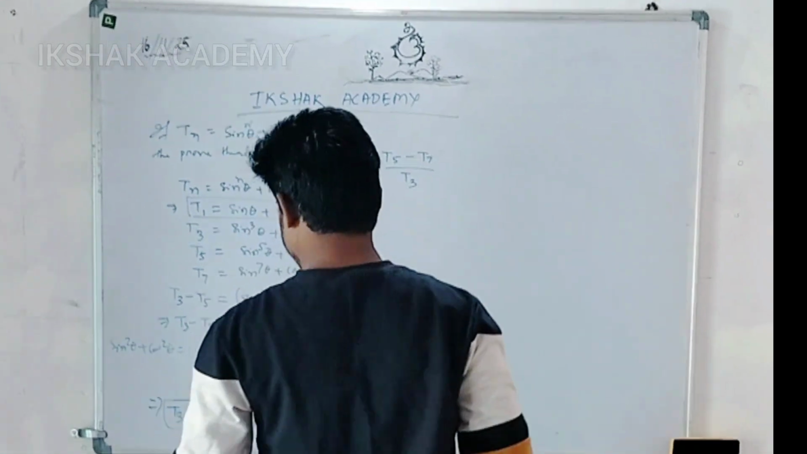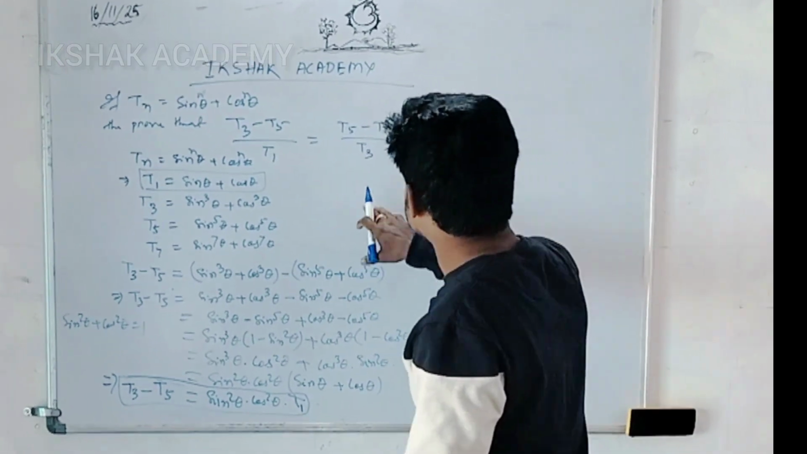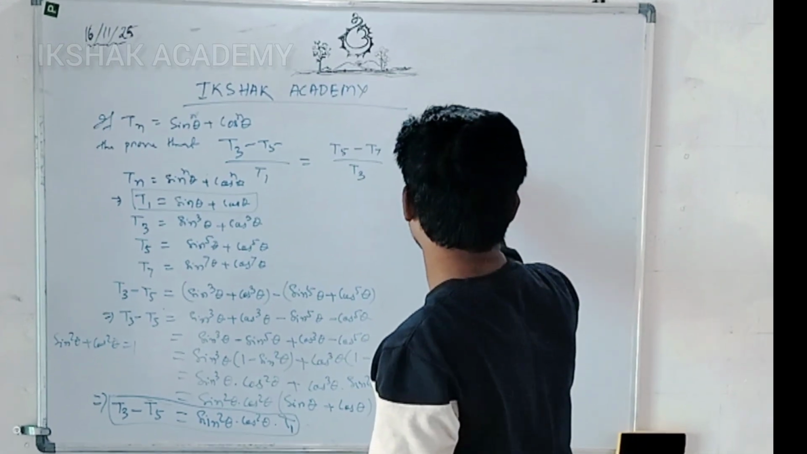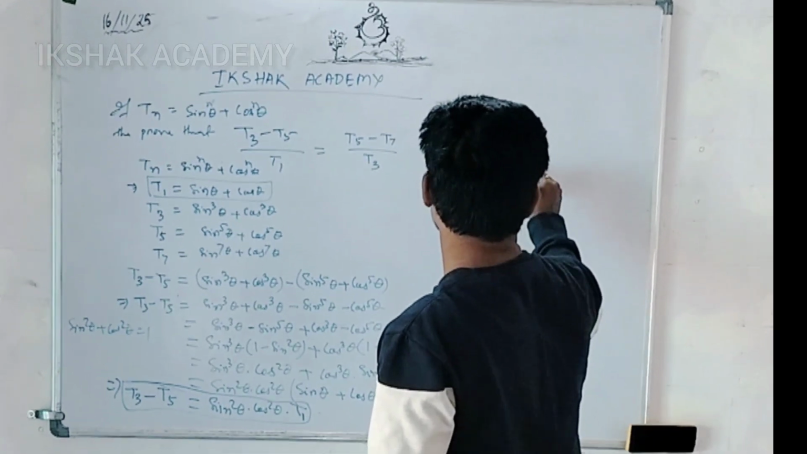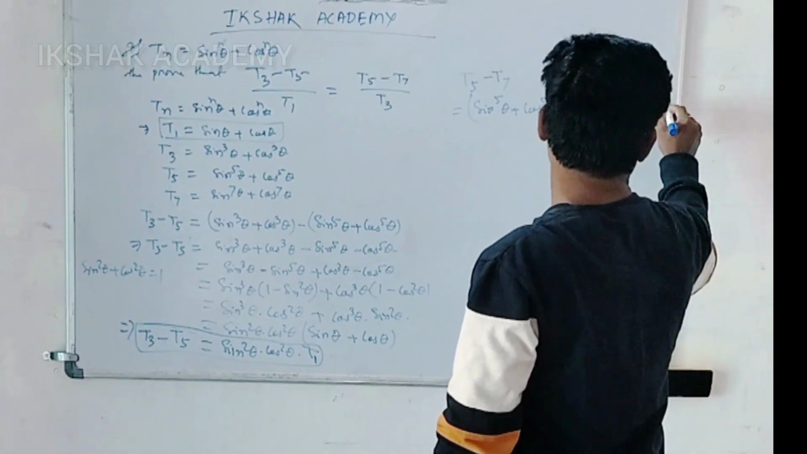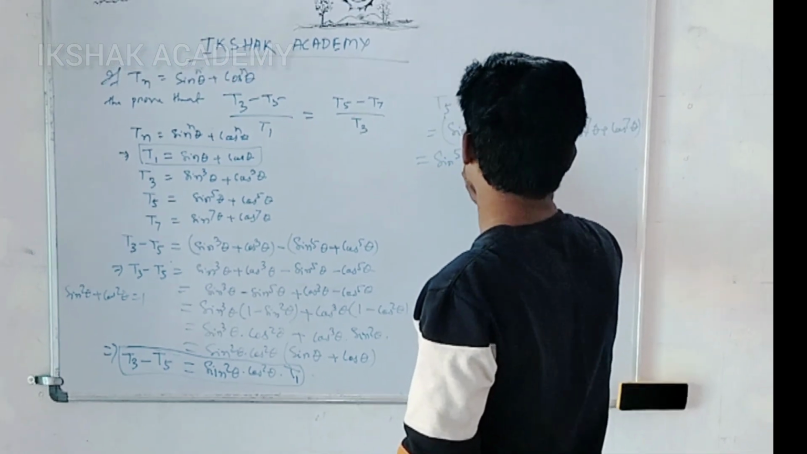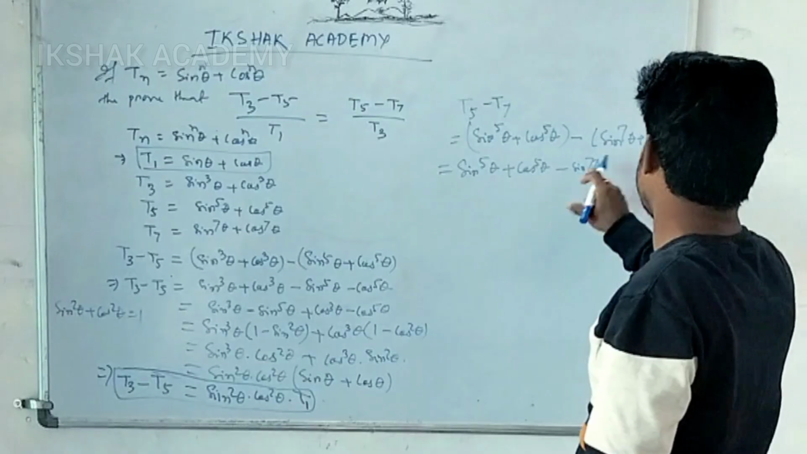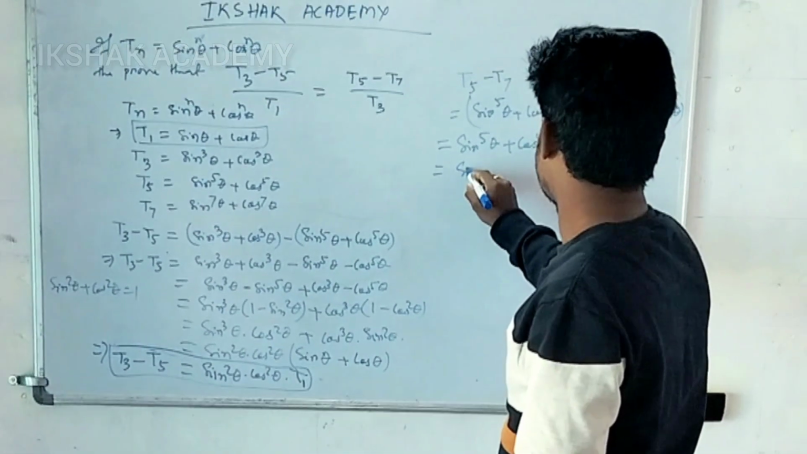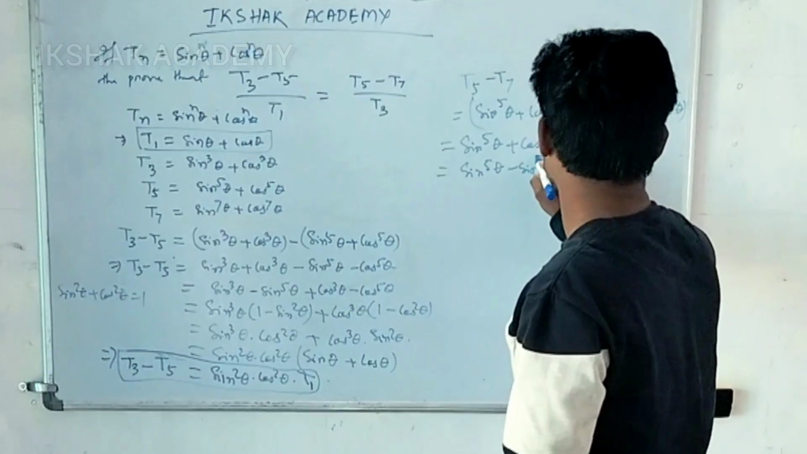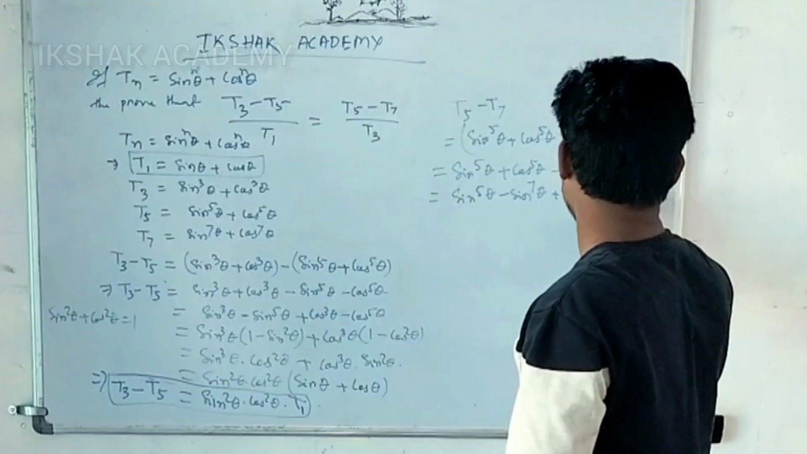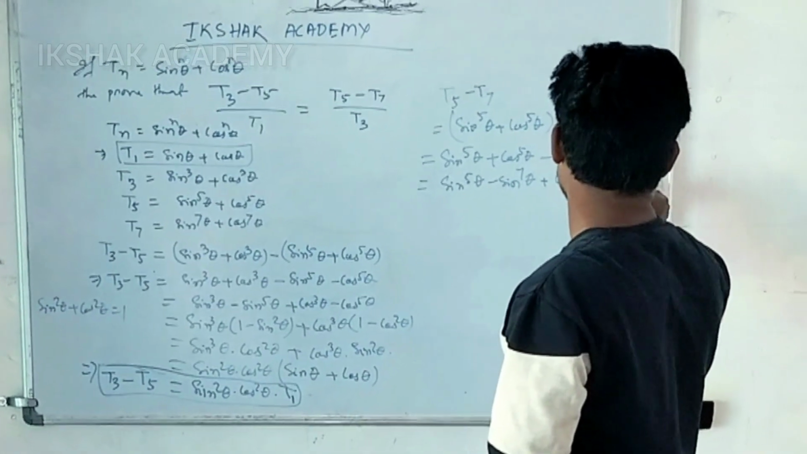Now we are going to solve this part in the same way, that is T5 minus T7. That is equal to T5, which is sin^5 theta plus cos^5 theta, minus T7. Just remove the brackets, the signs will be changed. So here is sin^7 theta minus cos^7 theta. So arrange this. This is the power. Plus cos^5 theta minus cos^7 theta.